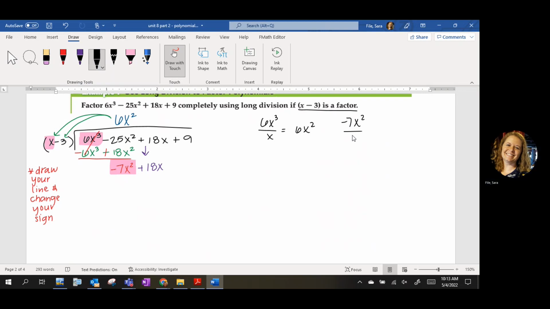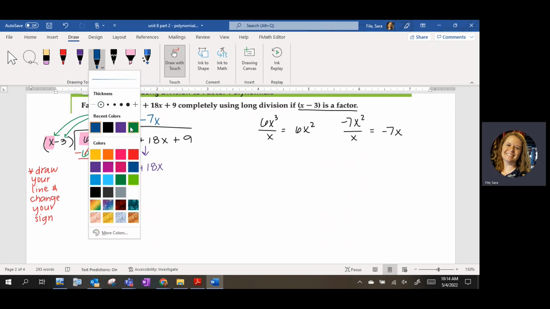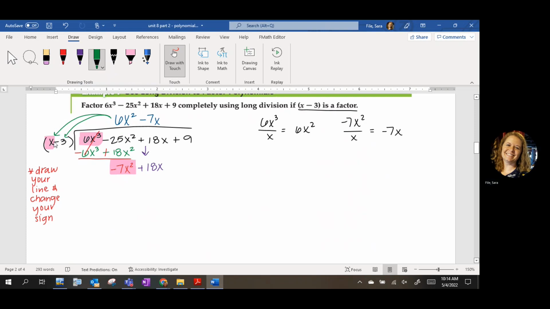Divided by x. And that should be negative 7x, right? Because dividing by x is just reducing the degree of the x term. So negative 7x goes in the top as part of the quotient. It's always divided by the leading term of the divisor here, which is just the x in this problem. Okay, so now the negative 7x gets multiplied by x, so that's negative 7x squared, and by the negative 3, so that's positive 21x. But then I draw my line and change my sign.